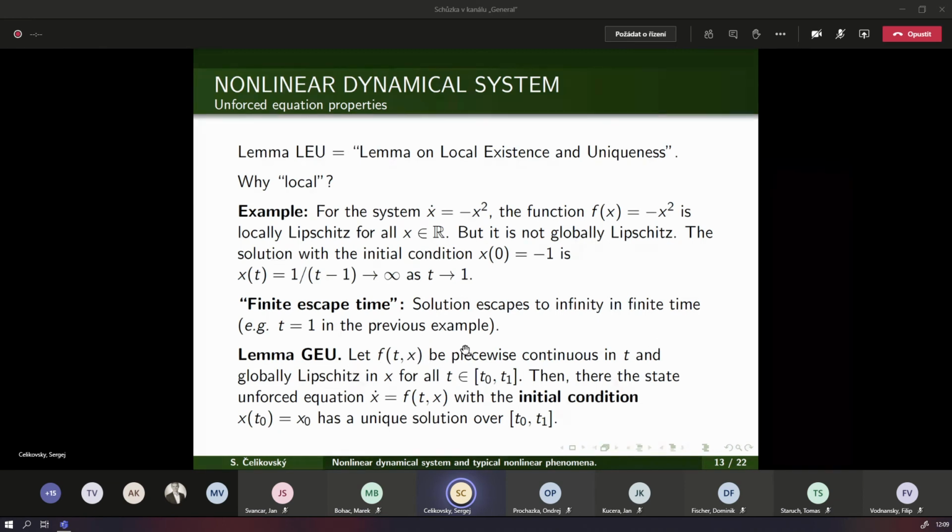Now, what is the condition to avoid this? It is given by the lemma GEU, the so-called lemma on global existence and uniqueness. Now we simply ask that f(t, x) is piecewise continuous in t and globally Lipschitz in x for all t from this time interval. Then the state equation with the initial condition x(t0) equal to x0 has a unique solution over [t0, t1].